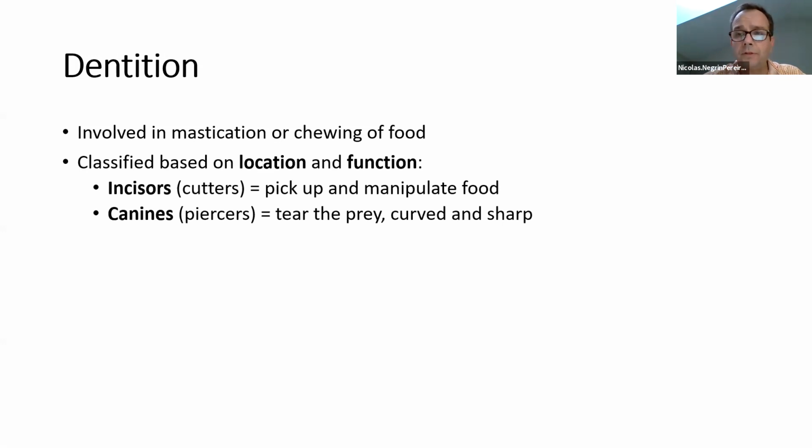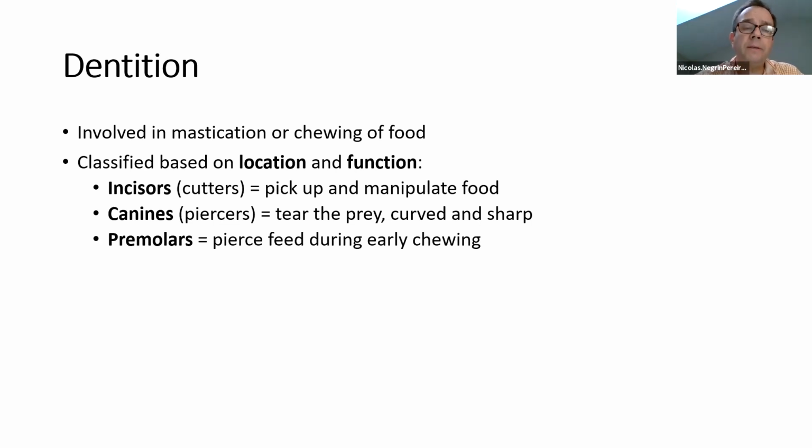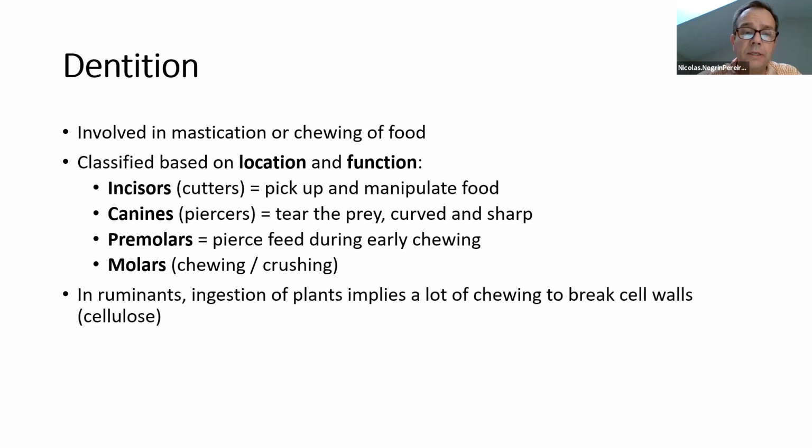They are most of the time curved and sharp, which gives them the ideal shape to fulfill their function, especially in carnivores. Remember, carnivores feed mainly on the tissues of other animals. Then we have the premolars, which actually pierce the feed during the early chewing. So it's a kind of transition before reaching the molars, which are mainly adapted for chewing and crushing. And the molars, in the case of a ruminant, are fundamental for a thorough crushing of the plants, especially the plant walls, which, remember, are mainly made of cellulose.